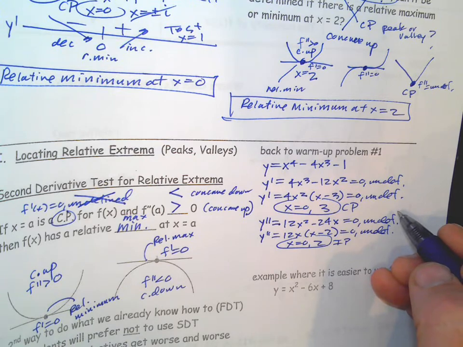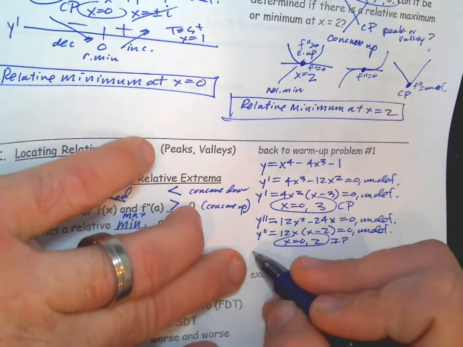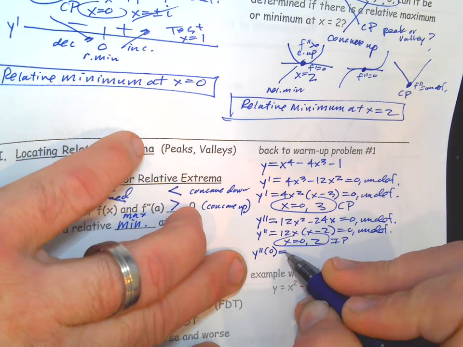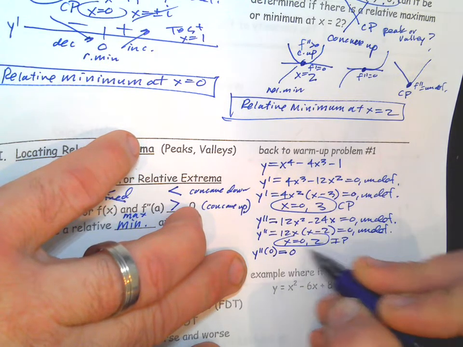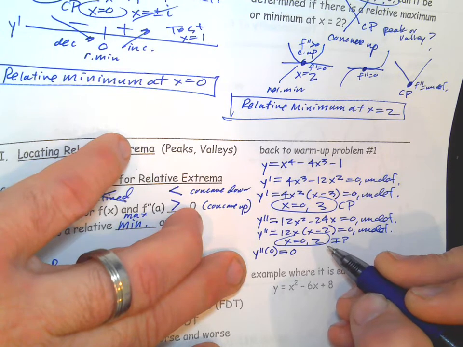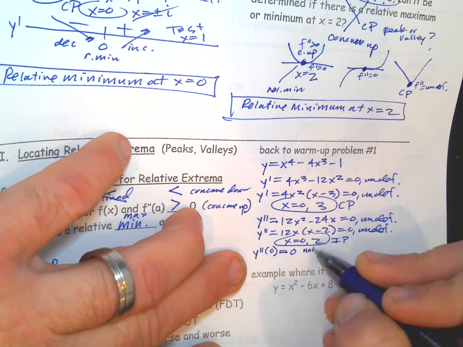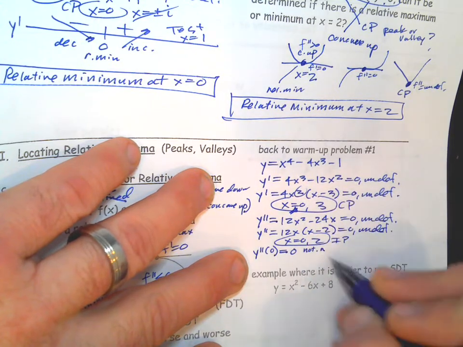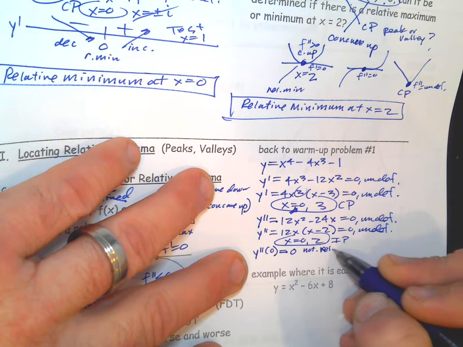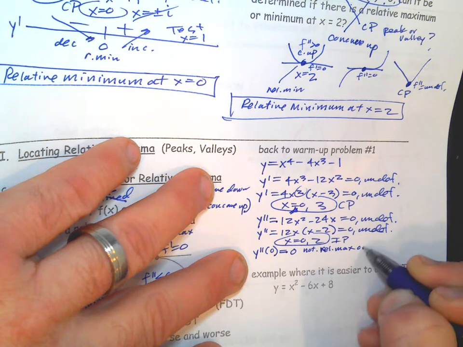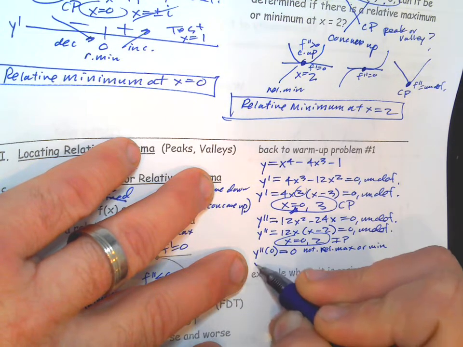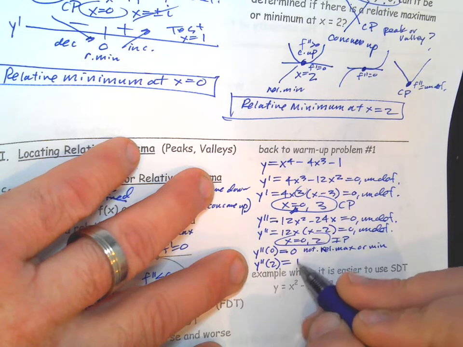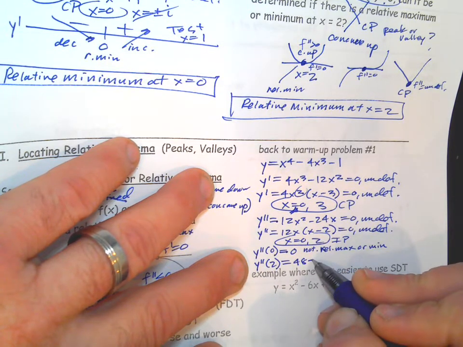And so then you would find what the second derivative value is there. So y double prime of 0 is 0. So that's not a relative max or min. By the way, we kind of knew that was the case. It's a plateau, not a relative max or min. Y double prime at 2 is going to give you 48 minus 48.